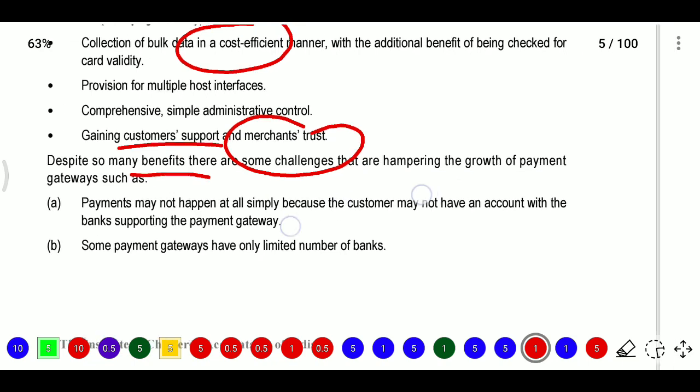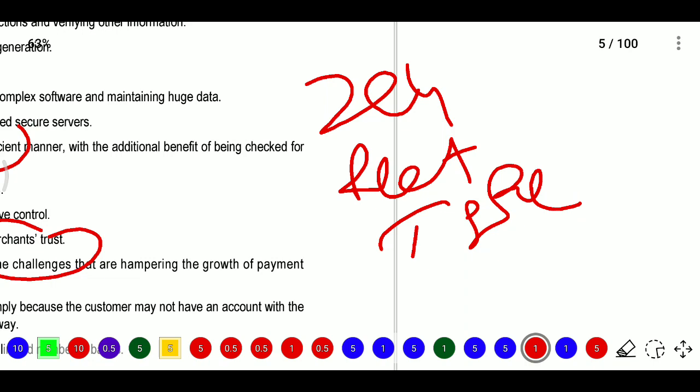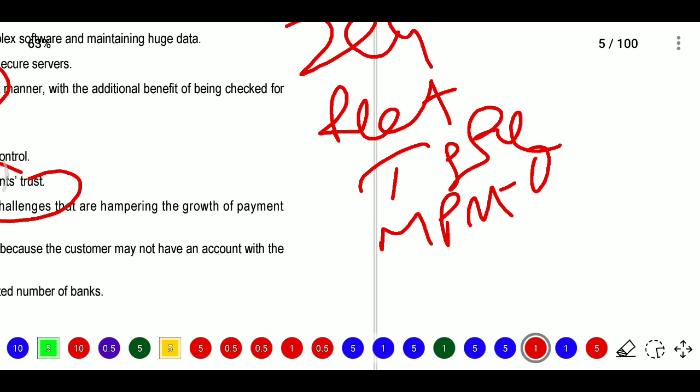So firstly, the advantages: it works 24/7, and it updates in real time. Transaction processing is very fast. It has multiple payment options, and it provides real-time report generation and a facility for customer refunds if required. Merchants can get rid of operating complex software and maintaining huge data, and there are certifying authority authenticated secure servers, collection of bulk data in a cost-efficient manner with the additional benefit of being checked for card validity, and provision for multiple host interfaces, comprehensive or simple administrative control.